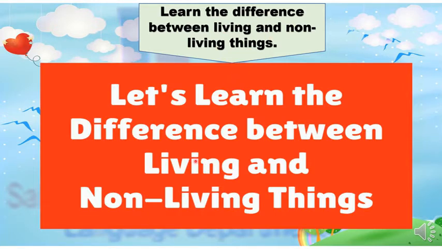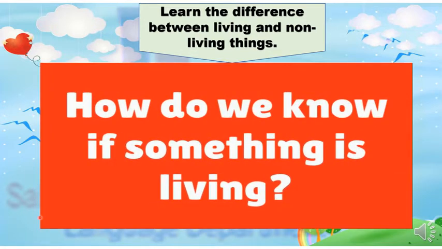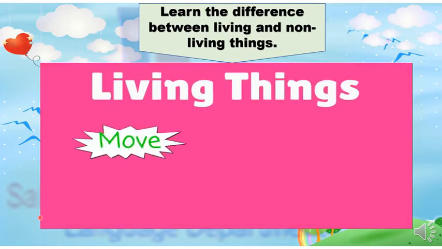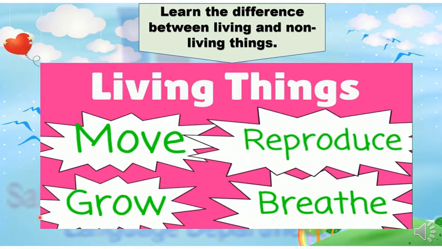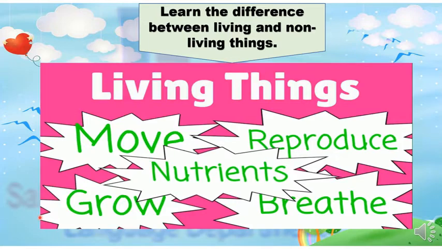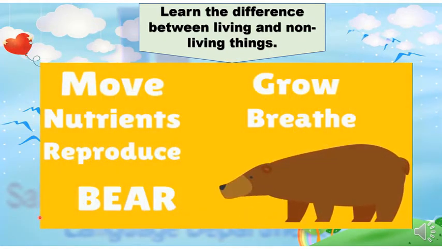Watch this video carefully. Difference between living and non-living things. How do we know if something is living? Living things can move, grow, breathe, reproduce, and require nutrients like food and water. Let's look at an example of a living thing. Does a bear move? Yes. Does a bear grow? Yes.